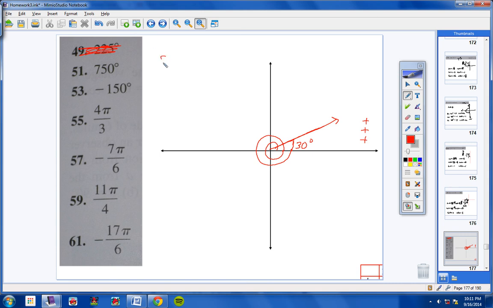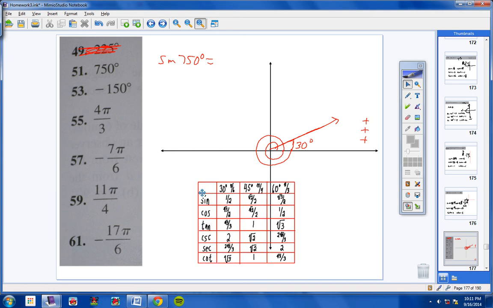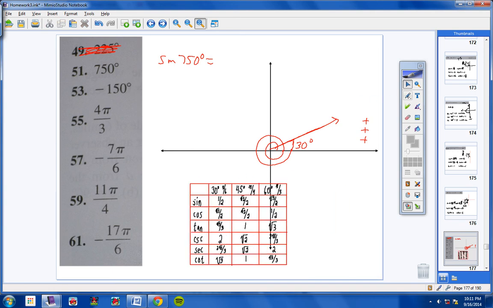We're going to find the sine of 750, which is the same thing as the sine of 30. And so let's pull this back up here. The sine of 30 would be 1/2. So the sine of 750 is the same thing as the sine of 30, which is 1/2, and sine is positive. The cosine of 750 is the same thing as the cosine of 30.